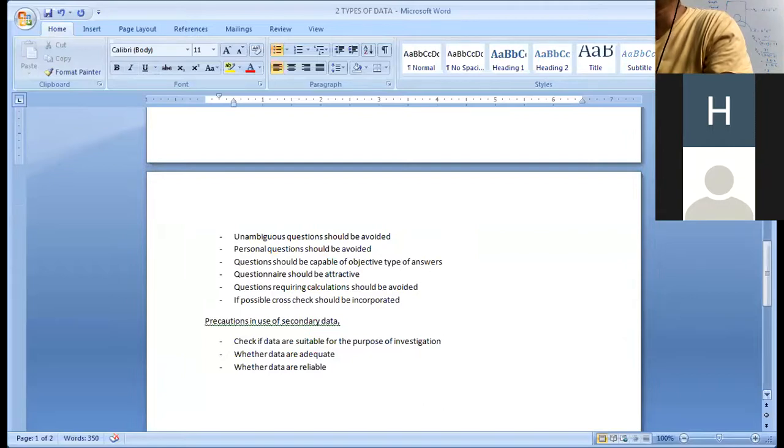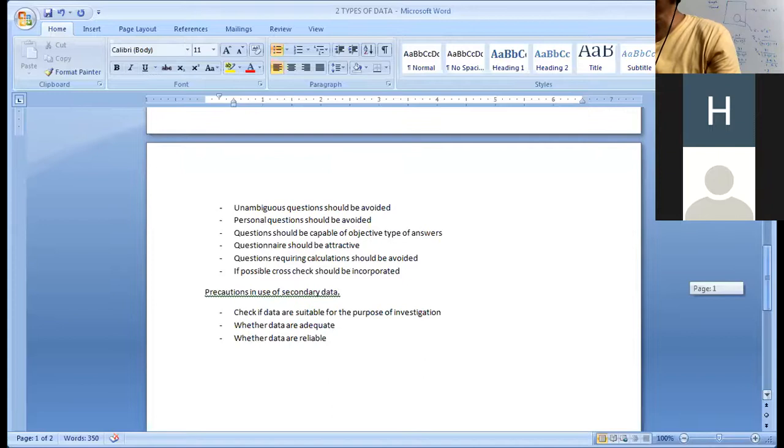Precautions in use of secondary data. Check if the data is suitable for the purpose, whether the data are adequate, and whether the data are reliable. On that basis, we can select the secondary data.